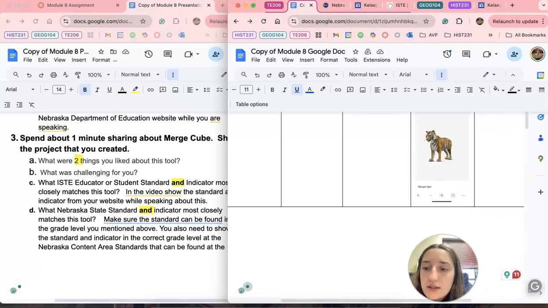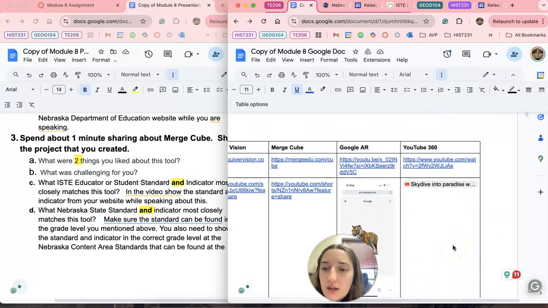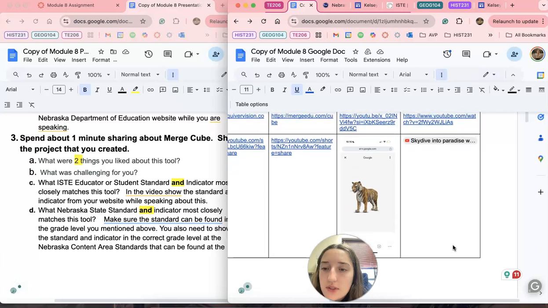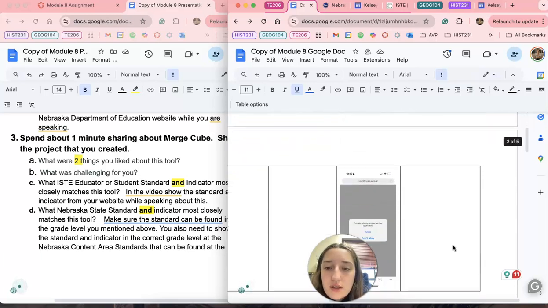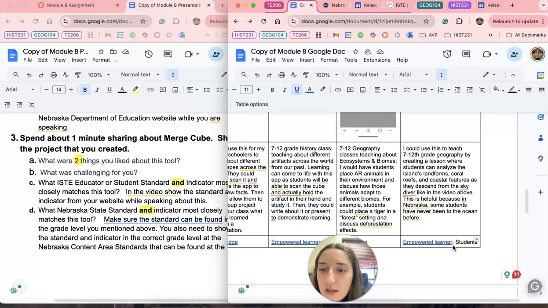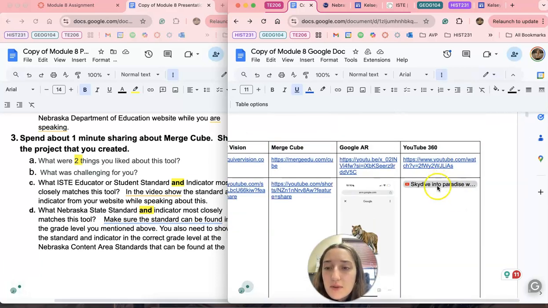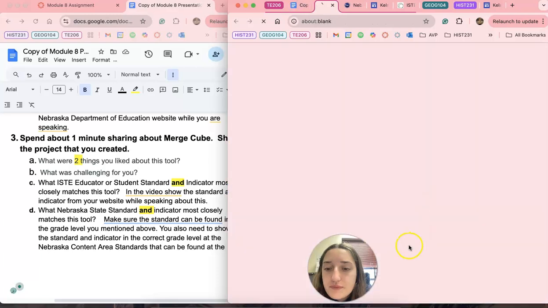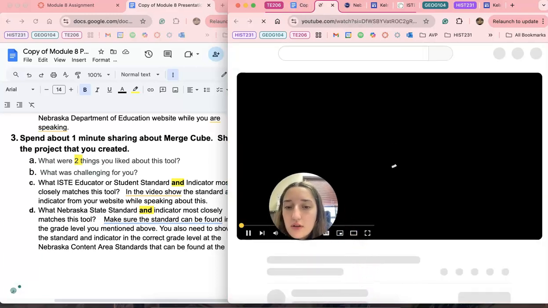And then lastly, is the YouTube 360, which I really liked because that was like the most fun for me to watch. I could use this to teach 7th through 12th grade geography by creating a lesson where students can analyze the island's landforms, coral reefs, and coastal features as they descend from the skydiver. Like the video above, this is helpful because in Nebraska some students have never been to the ocean before, and it's possible that they never will. I'll just show a little clip.